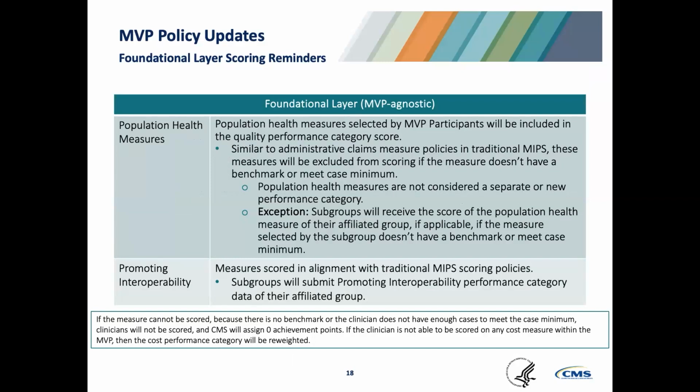For the foundational layer scoring aspects, the population health measures selected by MVP participants will be included in the quality performance category score. These measures will be excluded from scoring if the measure doesn't have a benchmark or meet case minimum, which is similar to our administrative claims measure policies in traditional MIPS. Note, for population health, measures are not considered a separate or new performance category, and the exception for subgroups will receive the score of the population health measure of their affiliated group, if applicable, if the measure selected by the subgroup doesn't have a benchmark or meet the case minimum.